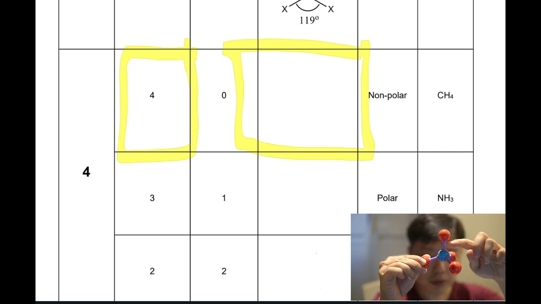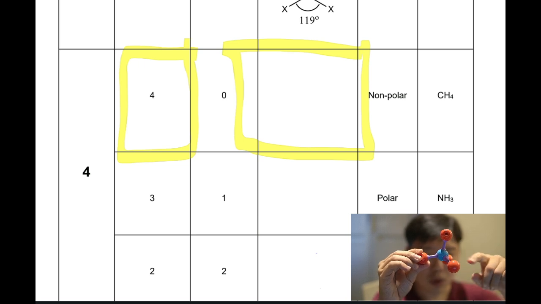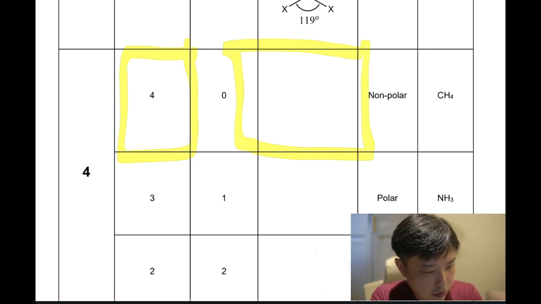All the bond angles all around this molecule are 109.5. 109.5 from bond pair to bond pair. It's all 109.5. Alright, let me show you how to draw it.